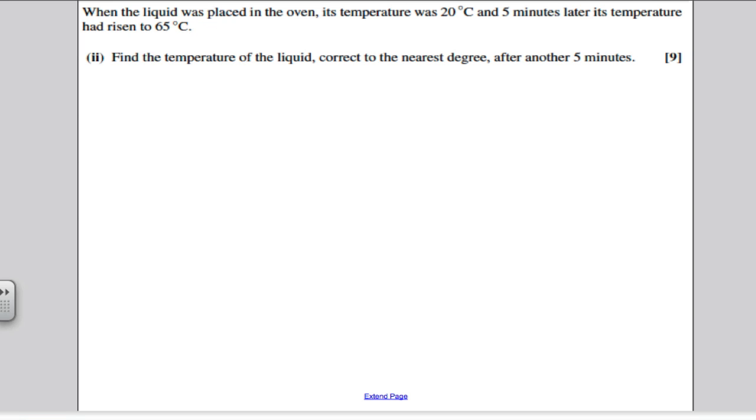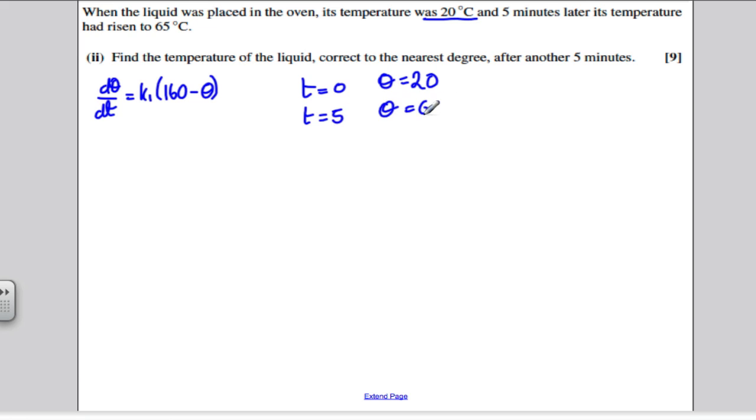Let's just remind ourselves what we said in the first part. We said d theta by dt was equal to k1 times 160 minus theta. When the liquid was placed in the oven, its temperature was 20 degrees. So when t is 0, theta was 20 degrees. And 5 minutes later, its temperature had risen to 65. So when t was 5, theta was equal to 65. Find the temperature of the liquid after another 5 minutes.